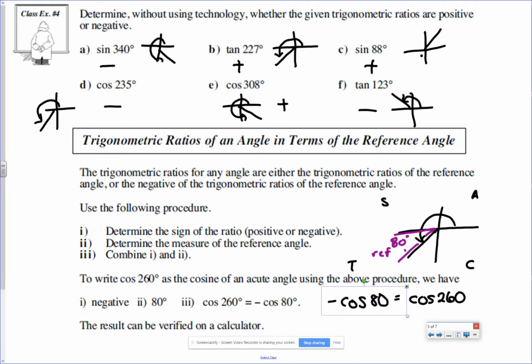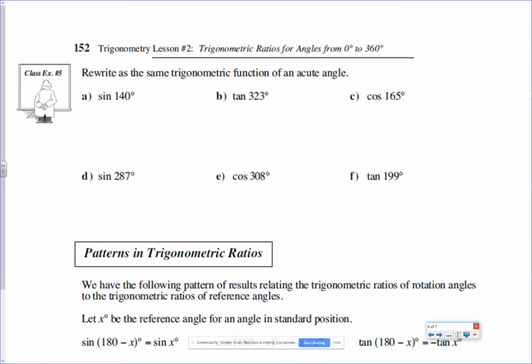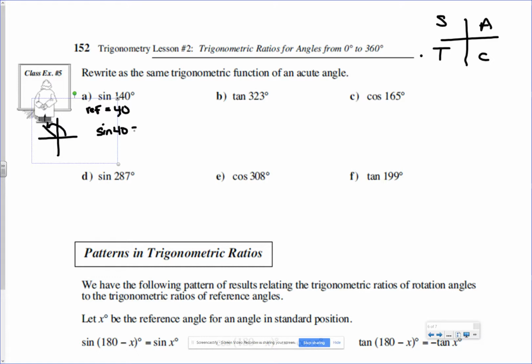So we've got a little bit of practice with this, and then I've got some questions for you to practice. So they want us to write these with reference angles. So sine of 140 is that quadrant right there. That gives us a reference angle of 40 here. And then using CAST, which I'll just put in this top corner here, so I only have to rewrite it once. In that quadrant, sine is positive, so sine of 40 would give us the same answer as sine of 140.